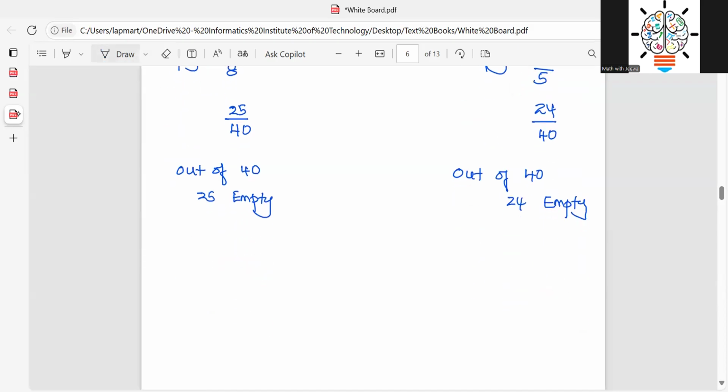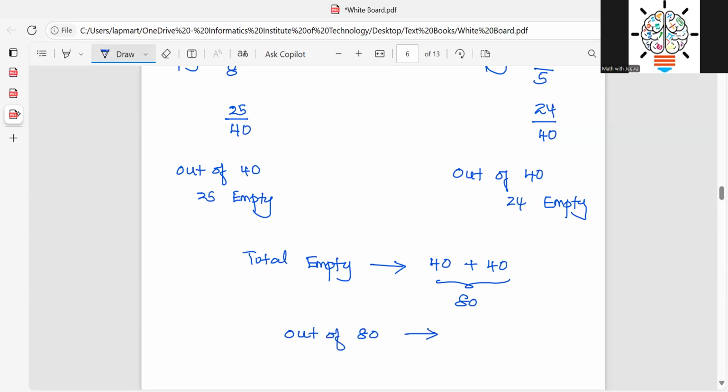So what is the total empty? Now that we know the empty parts, how do we calculate it? It should be out of 80, because that is 40 pieces you had and 40 pieces you had. Altogether you have 80 pieces, right? So out of 80, the first one has 25 pieces empty and the second one has 24 empty. So that is 49.